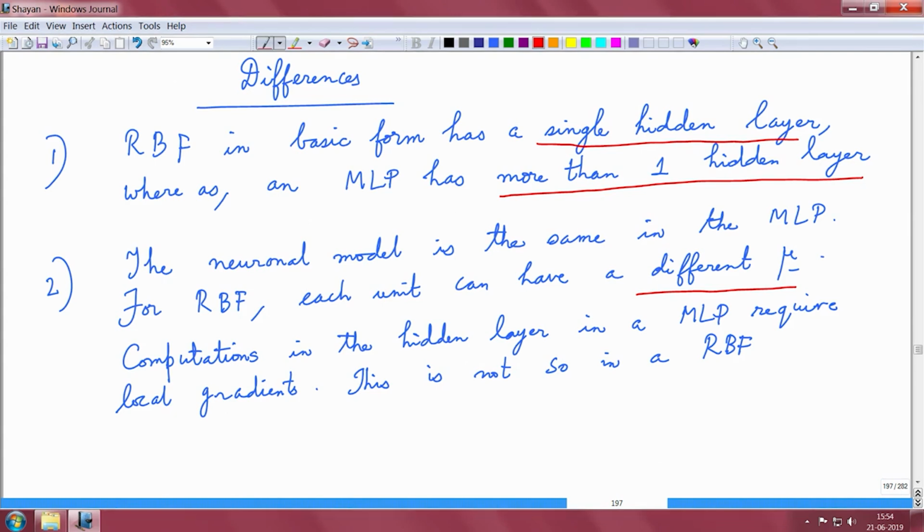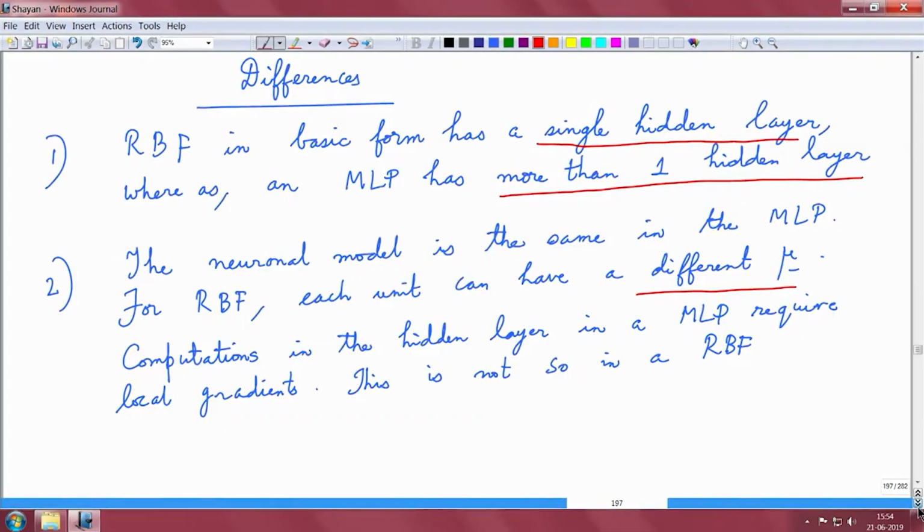Computations in the hidden layer in an MLP require local gradients, but this is not the case in the RBF. The way the error flows in the case of MLP is from the output layer through these connections as you update the synaptic weights based on the local gradients, but this is not the case in the RBF because you just have a linear combiner at the output and you optimize in a certain way to choose the weights. Let us see other differences.